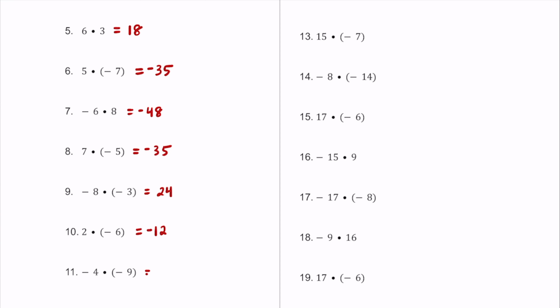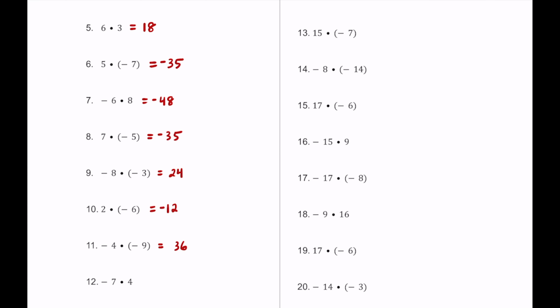For number 11, we have negative 4 times negative 9, which is 36. And we have two opposite symbols, so we have the opposite of the opposite, so the opposite of 36 is just going to be a positive 36. For number 12, we have negative 7 times 4. Well, 7 times 4 is 28. Well, we have one opposite symbol, so it's going to be the opposite of 28, or negative 28. For 13, we have 15 times negative 7.